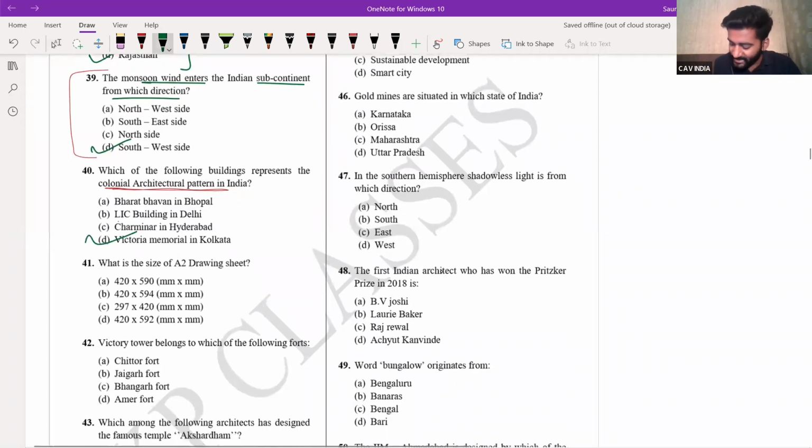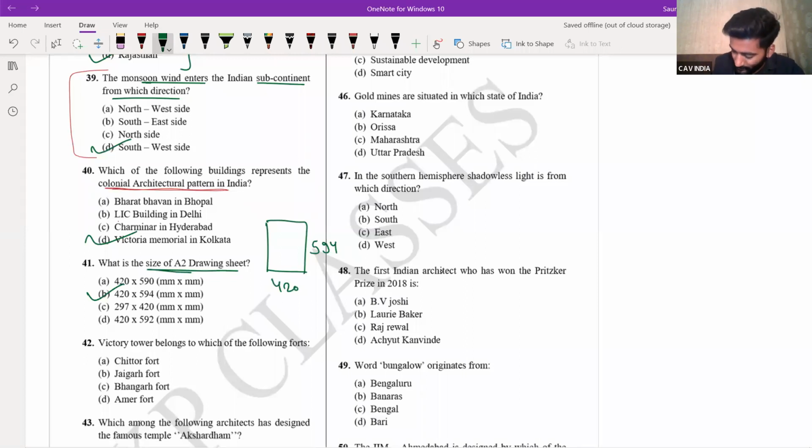Then the question is, what is the size of A2 drawing sheet? Now, till our 12th class, we just use A4 sheets, A4 papers. But when you first enter your bachelor's, you will see A2, A3, A4 sheets, A5 or A1 sheets, all these different sizes. Let's say this is the A2 size. So this would be 420 and this would be 594. This is the size of A2 sheet, option B.